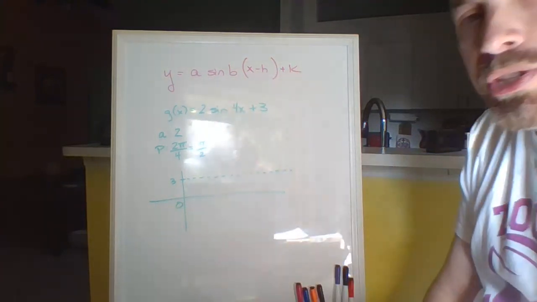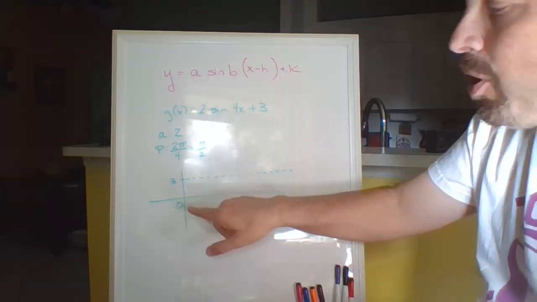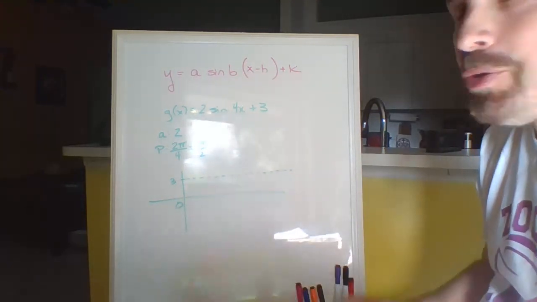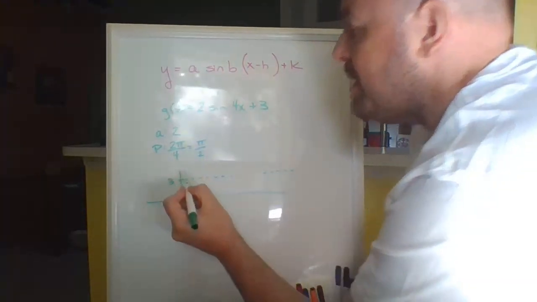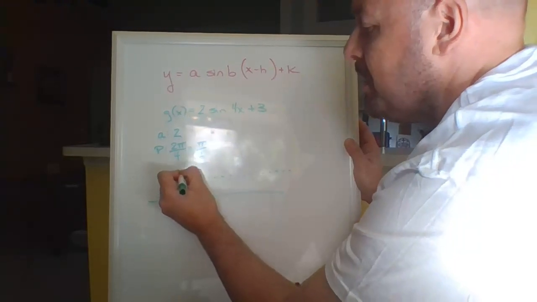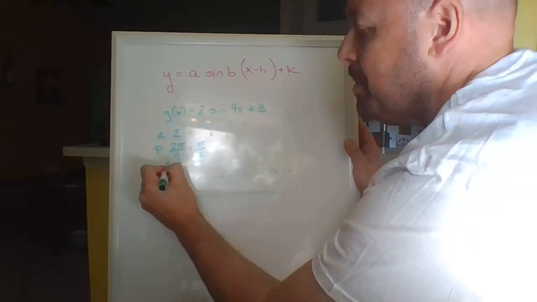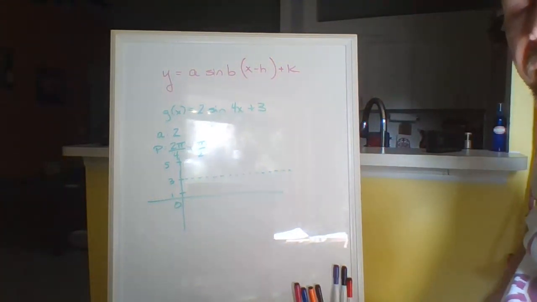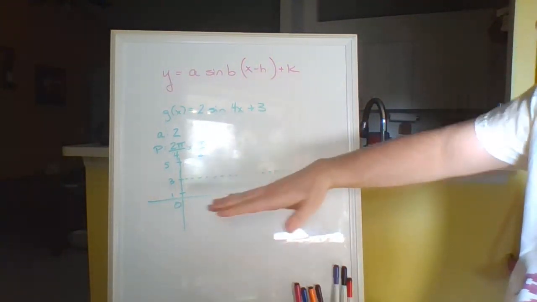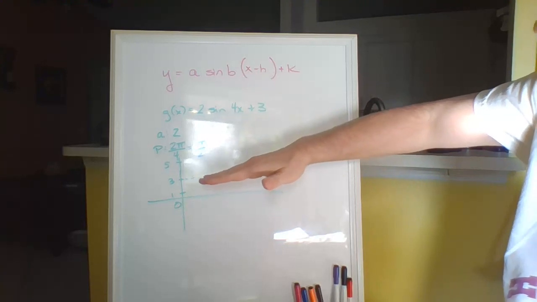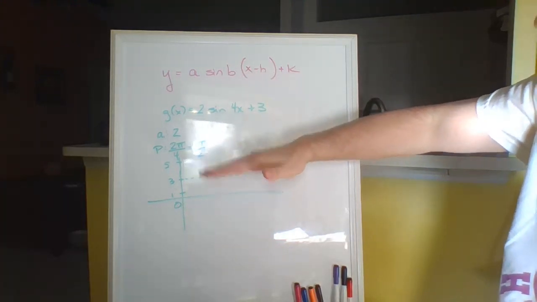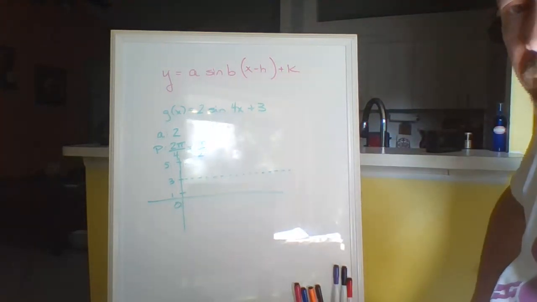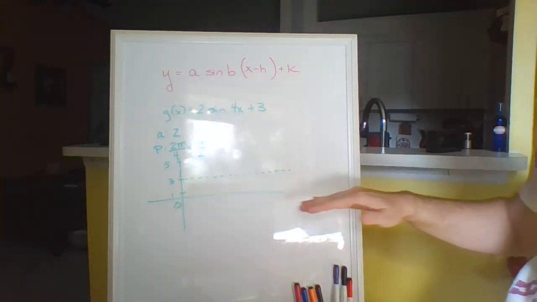My amplitude is 2. I don't go up 2 and down 2 from 0. We go up 2 and down 2 from the center of the graph. So that means the maximum point on my graph is going to be 5, and the minimum point on my graph is going to be 1. It's the exact same thing, but instead of being centered around 0, it's centered around 3. So I go up 2 from 3, I go down 2 from 3, up 2 gives me the max, down 2 gives me the min. Okay. Now we just need to find our points.